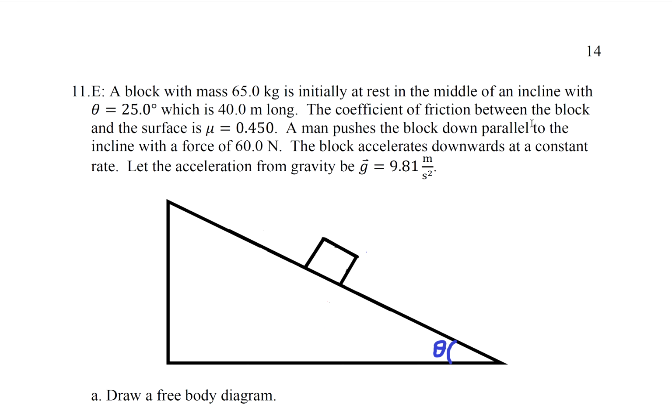Question 11. A block with mass 0.65 kilograms is initially at rest in the middle of an incline with theta equal 25 degrees, which is 40 meters long. The coefficient of friction between the block and the surface is 0.45. A man pushes the block down parallel to the incline with a force of 60 newtons. The block accelerates downward at a constant rate. Let the acceleration from gravity be g equal 9.81 meters over second squared down.